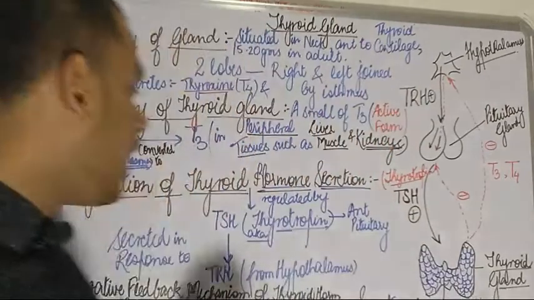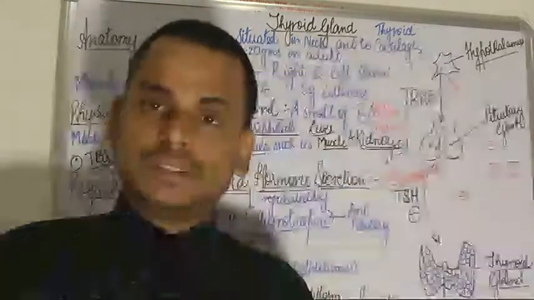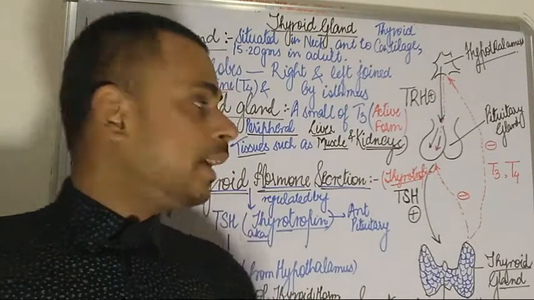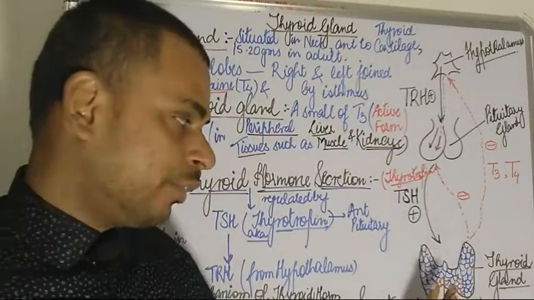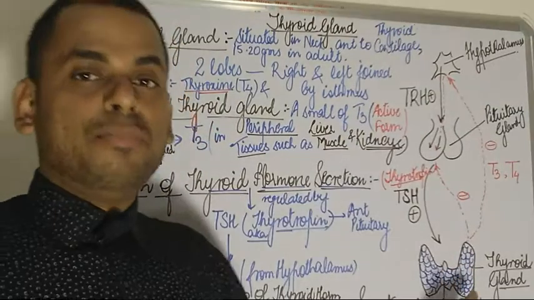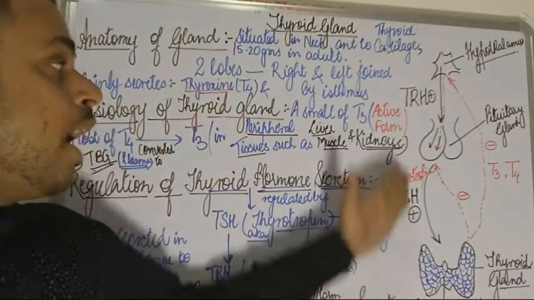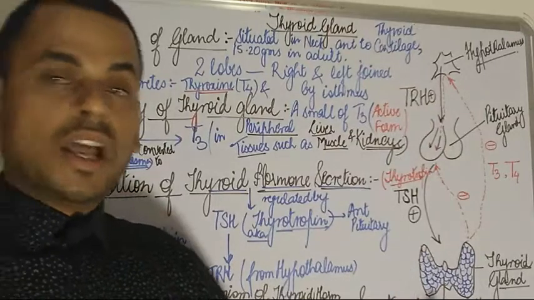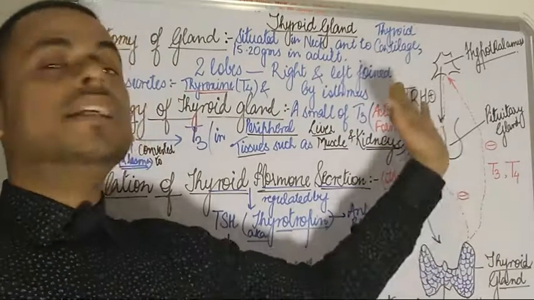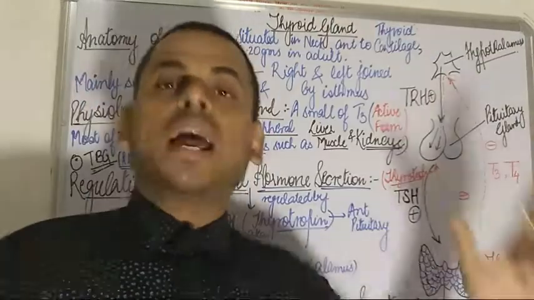Moving on to the next very important thing, that is the regulation of thyroid hormone secretion. So students, this is the thyroid gland in the schematic diagram I have drawn. In this diagram, I have made it much simpler so we can very easily remember the secretion of the thyroid hormones, which are under the strict control of the pituitary gland and the hypothalamus.